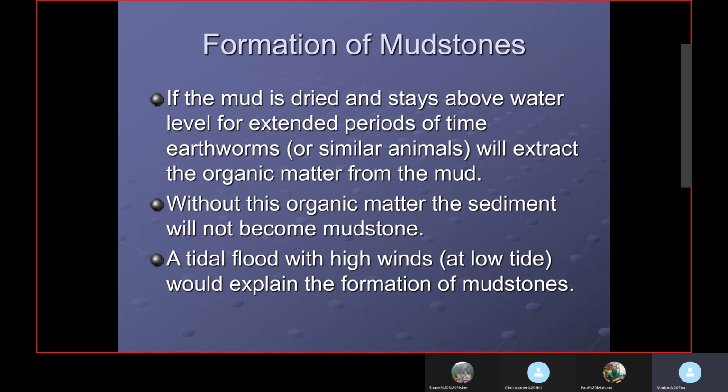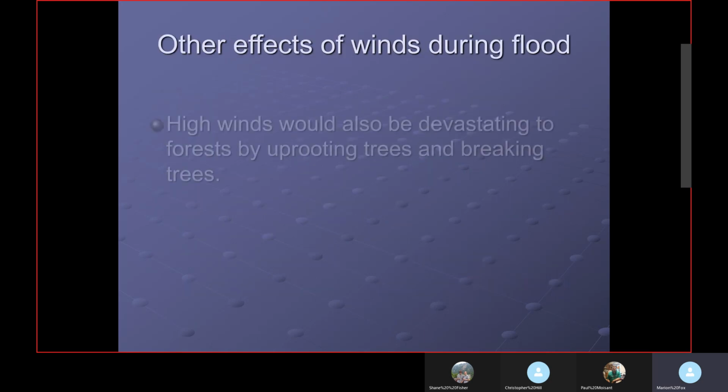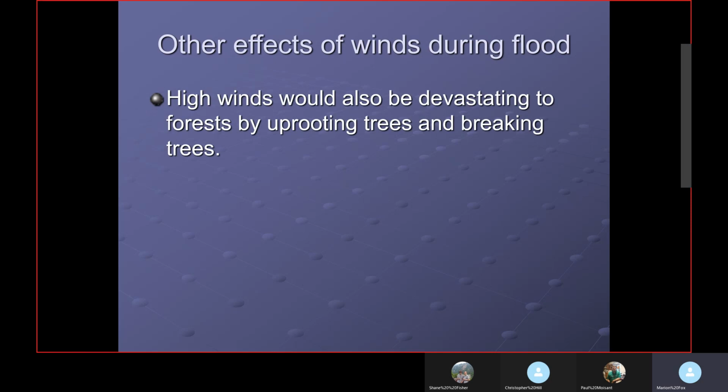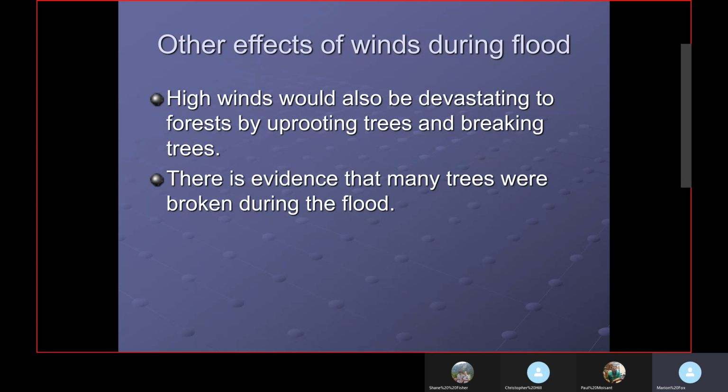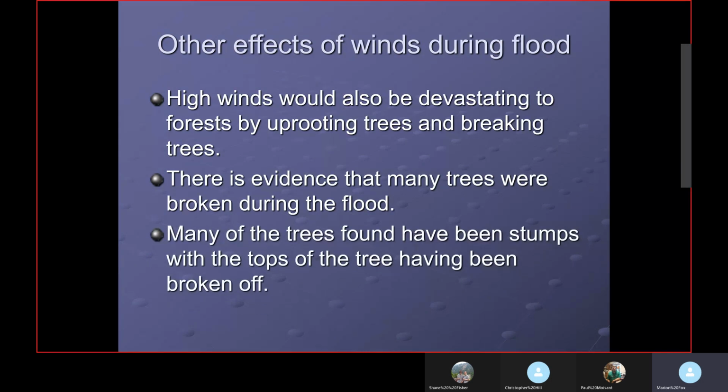A tidal flood with high winds at low tide would explain the formation of mudstones. High winds would also be devastating to forests by uprooting trees and breaking trees. That certainly could occur. There's evidence that many trees were broken during the flood. Many of the trees found have been stumps, with the tops of the trees having been broken off.